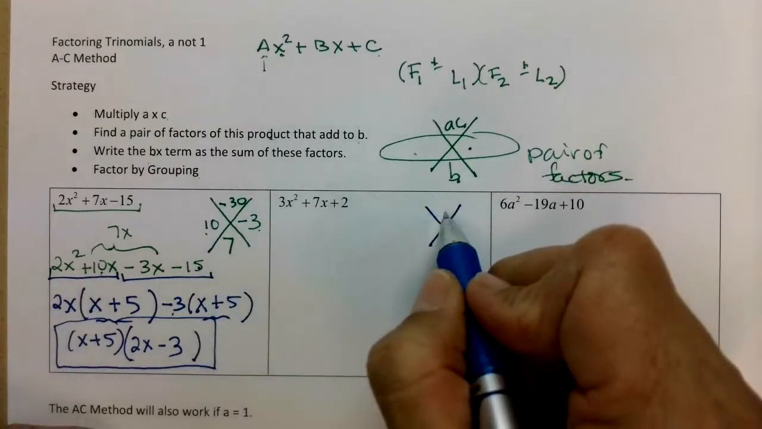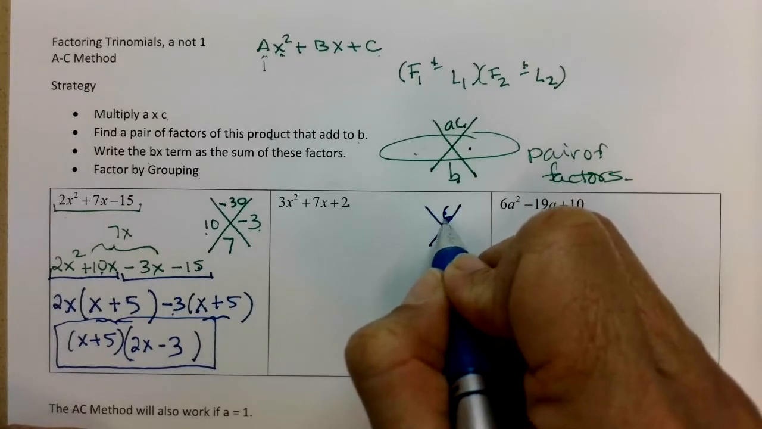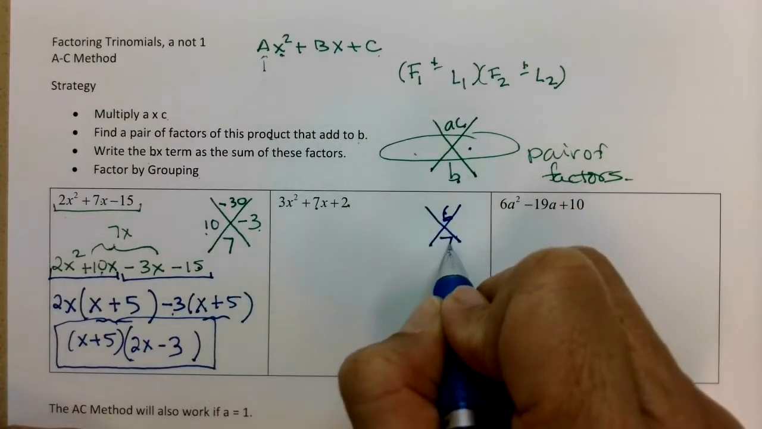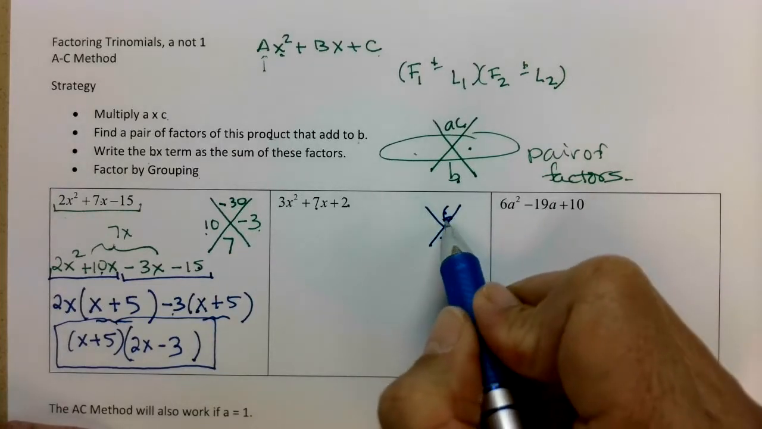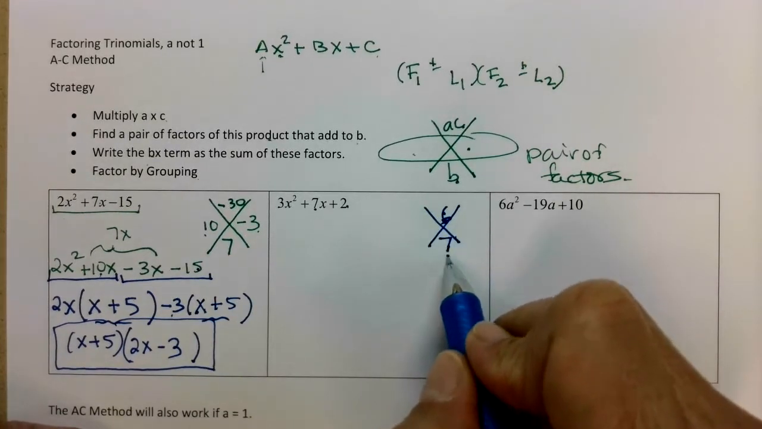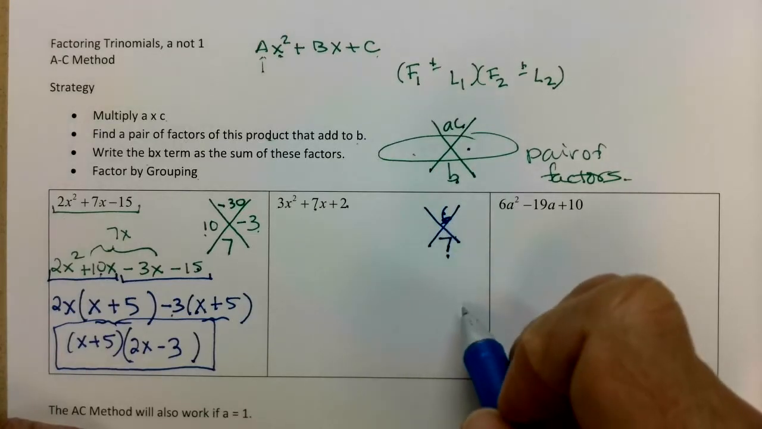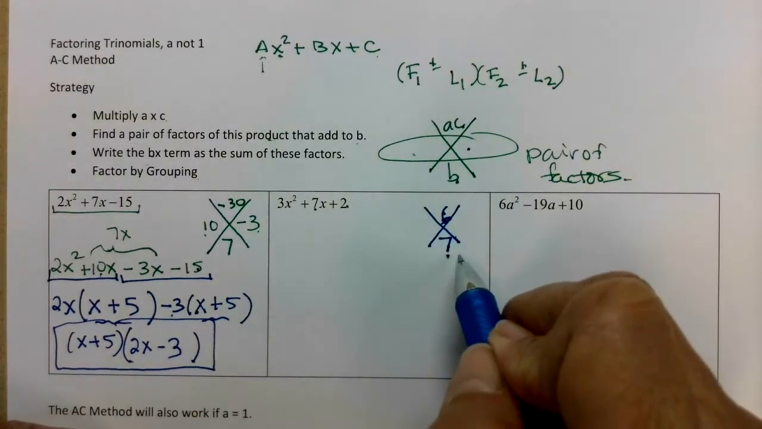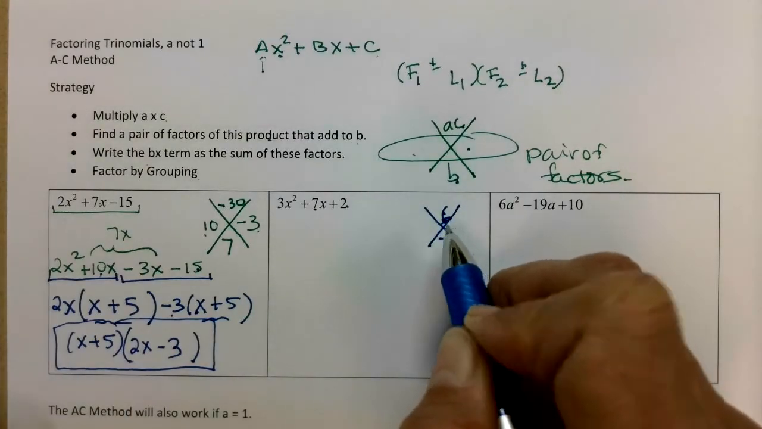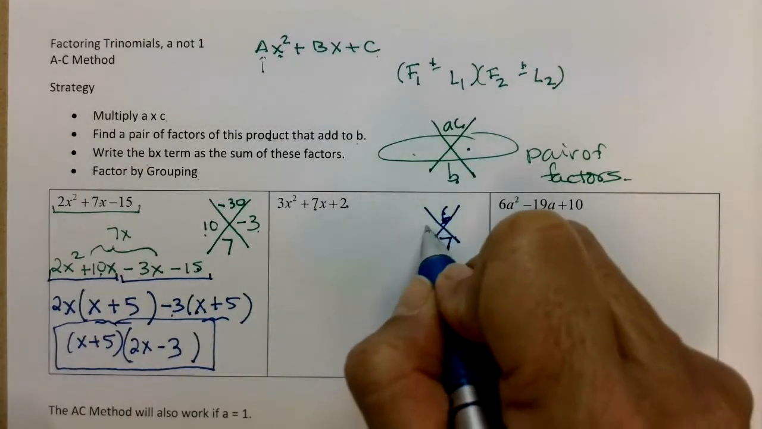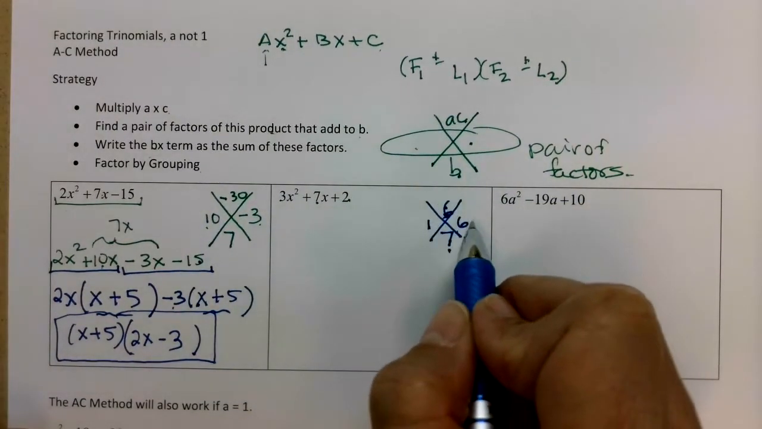So a times c in the top, so 3 times 2 is 6. 7 in the bottom. So now we want to multiply to 6 and add to 7. Since 6 is positive, I know they'll both have the same sign. And since 7 is also positive, I know they'll both be positive. So two positive numbers multiply to 6, add to 7. So 1 and 6: 1 times 6 is 6, and 1 plus 6 is 7.